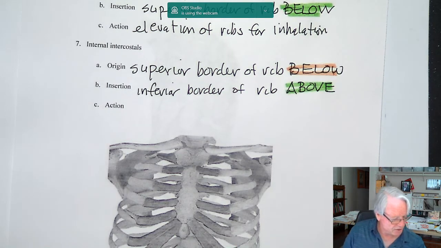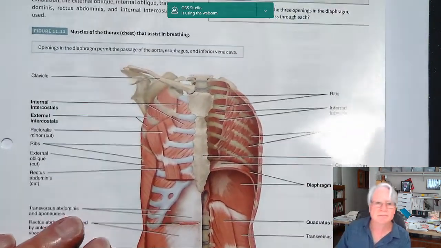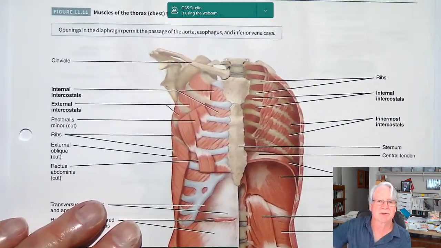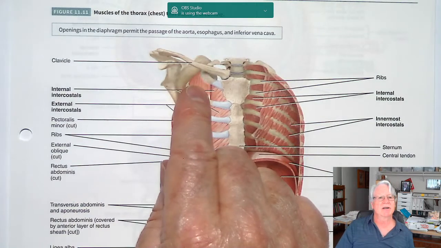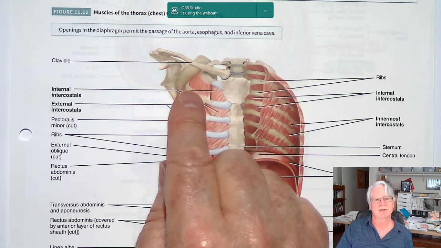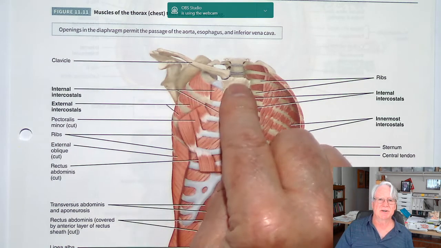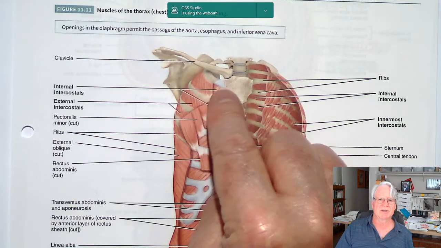But let's go ahead and see if we can get a good, decent picture of this. Where did my good, decent pictures go? Here we go. Here's one. And if we just focus right here, here are my externals. They are more superficial, and notice the fibers are running in this direction. And then the internals are opposite. They're running in this direction.